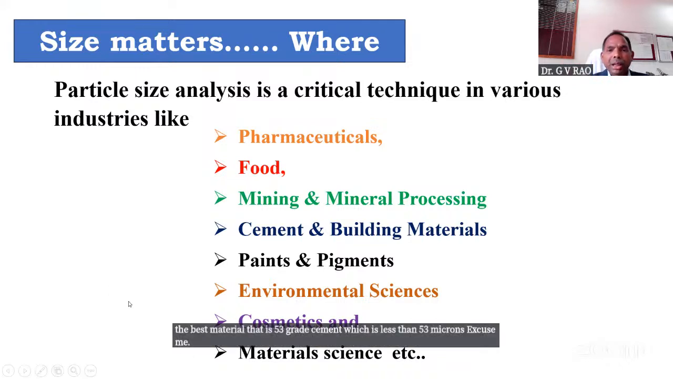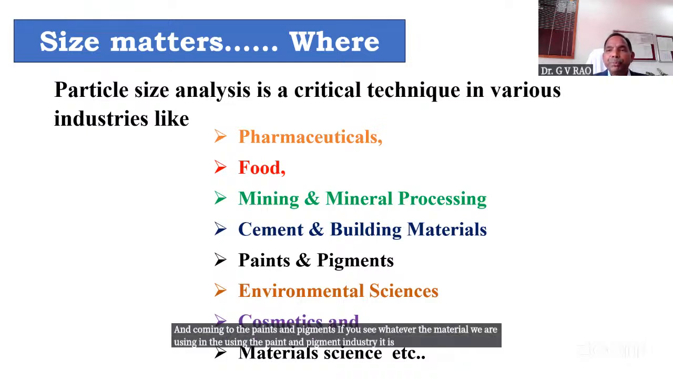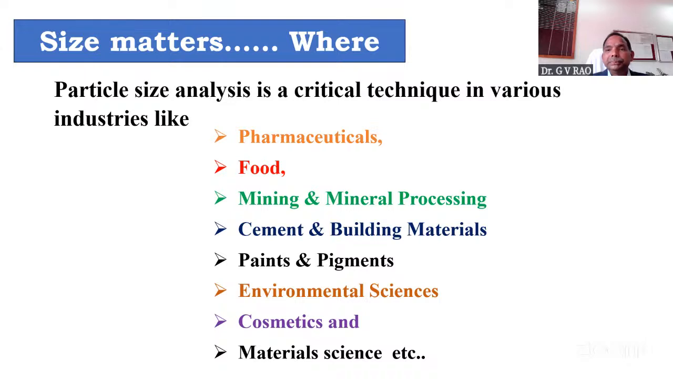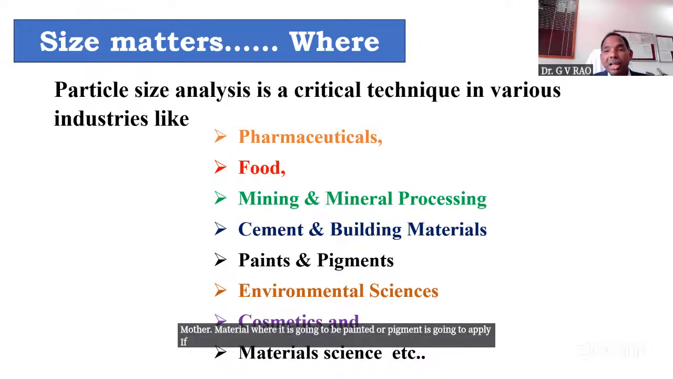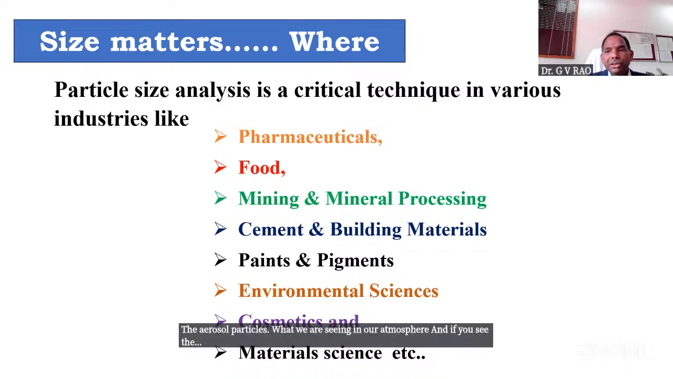And coming to paints and pigments, whatever material we are using in the paint and pigment industry is less than 100 micron size, such that it will adhere to the mother material where the paint or pigment is going to be applied. In environmental sciences, the aerosol particles that we see in our atmosphere, and in pollution control, we see PM2.5 like that. This is the particulate matter less than that size.